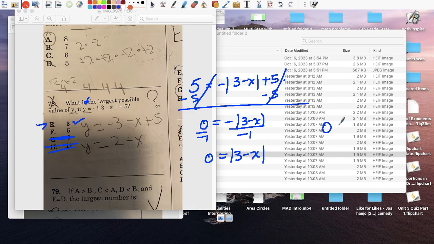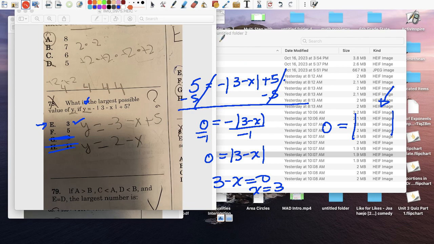Now, pull it aside again. When is this ever true? What does this have to equal so that when I take the absolute value, it gives me 0? So this has to equal 0. So this 3 minus x has to equal 0. Well, the only way that's going to happen is when x equals 3. So when x equals 3, 3 minus 3, take the absolute value, is 0.